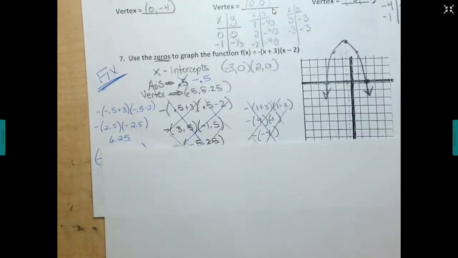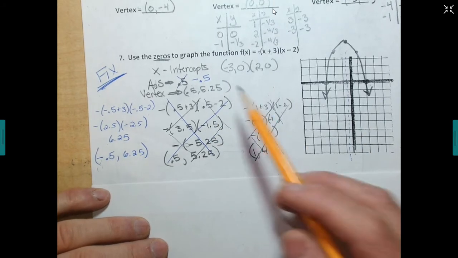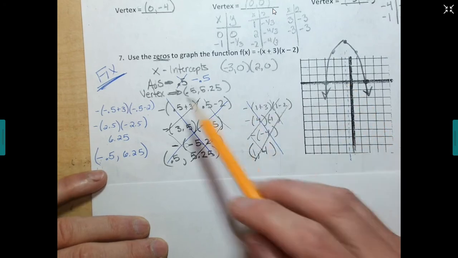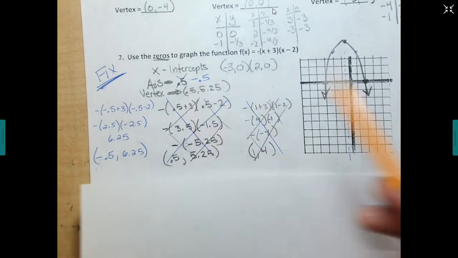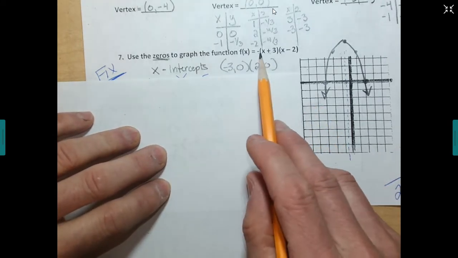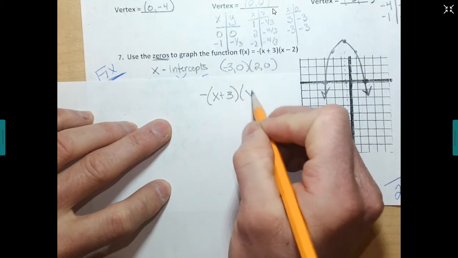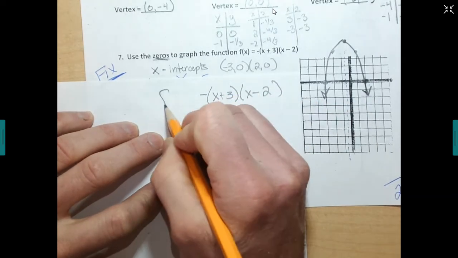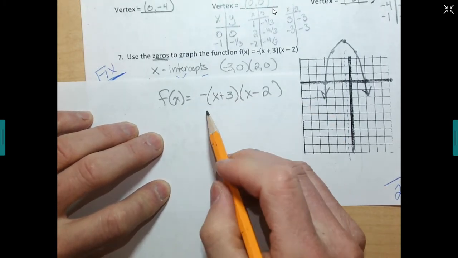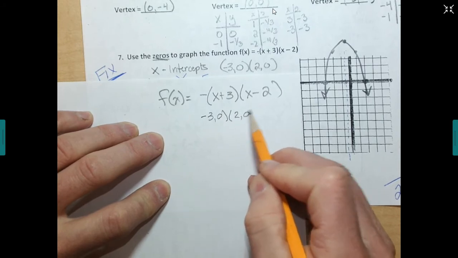For number 7, here's what I had. And what I made the mistake in is this axis of symmetry is negative 0.5, but I plugged in a positive 0.5. So let's do it again. So here's our equation, negative x plus 3 times x minus 2. So there's our equation. So we have our intercepts are negative 3, 0, and 2, 0.